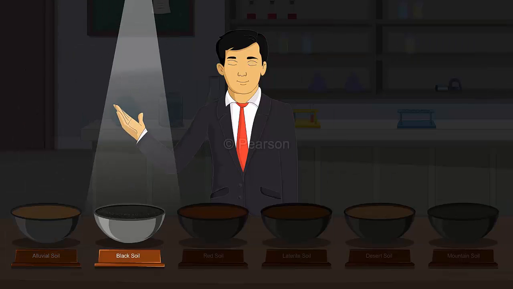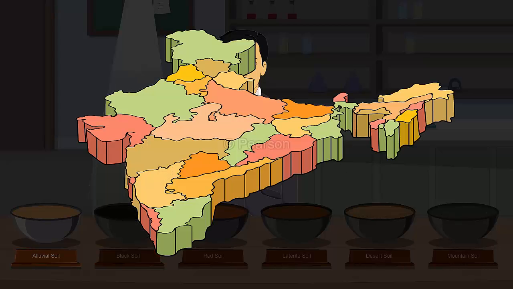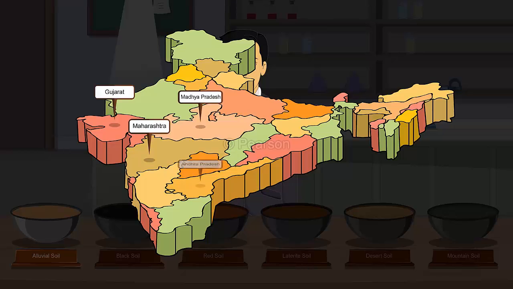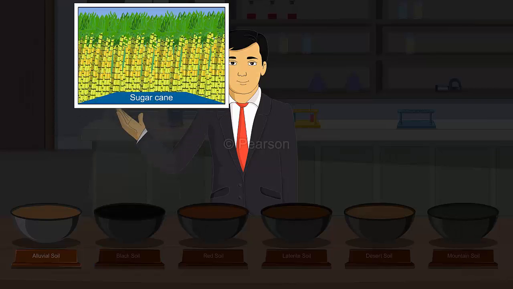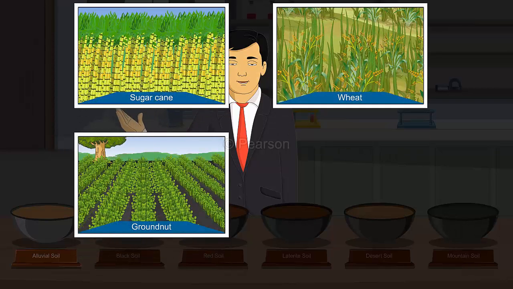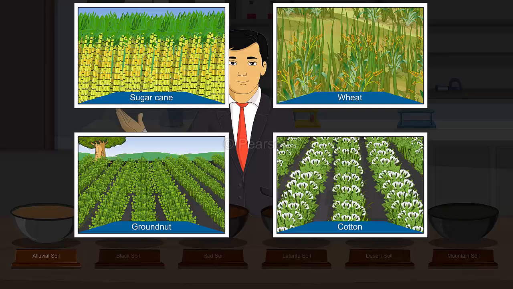Black soil. Black soil is composed of volcanic rocks and lava flow. It is found in parts of Maharashtra, Madhya Pradesh, Gujarat, Andhra Pradesh, and Tamil Nadu. Black soil is used for growing sugarcane, wheat, groundnut, and cotton. It is also called black cotton soil or regur soil.